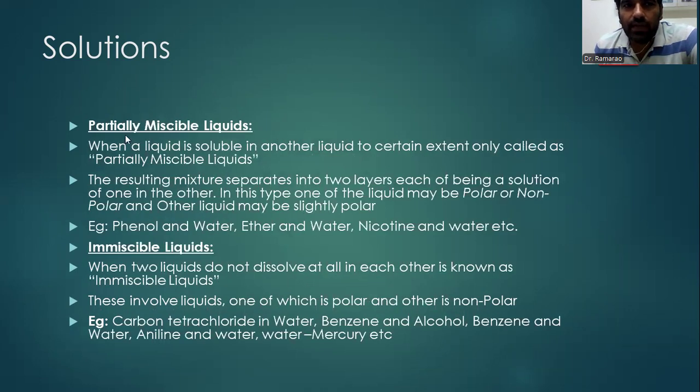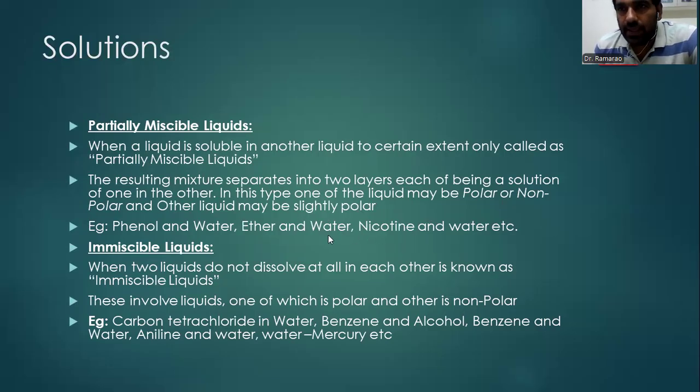Now let's go to the second one, partially miscible liquids. When a liquid is soluble in another liquid only to a certain extent, meaning it is not completely soluble and not completely insoluble, it is called partially miscible liquids. The resulting mixture separates into two layers, each being a solution of one in the other. In this type, one of the liquids is polar and the other is non-polar. Examples: phenol in water, ether in water, nicotine in water, etc.